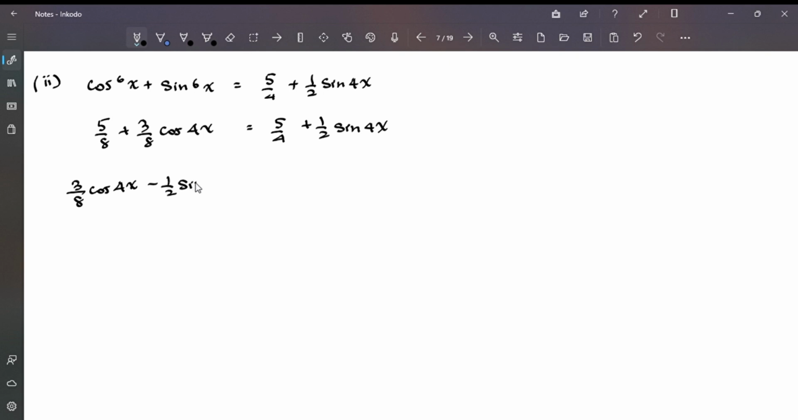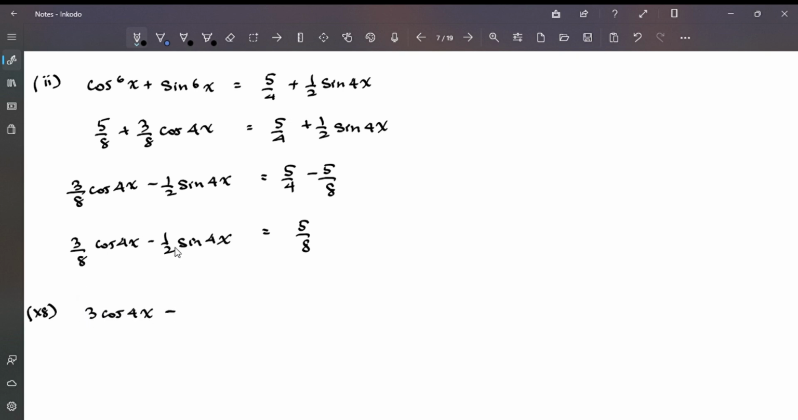Now simplify. I am going to take the cos values and sine values to the left hand side. This will become minus, and the constants to the other side. 5 over 4 minus 5 over 8 is 5 over 8. Here it's going to be 3 over 8 cos 4x minus half sine 4x. Now I am going to multiply everything by 8.